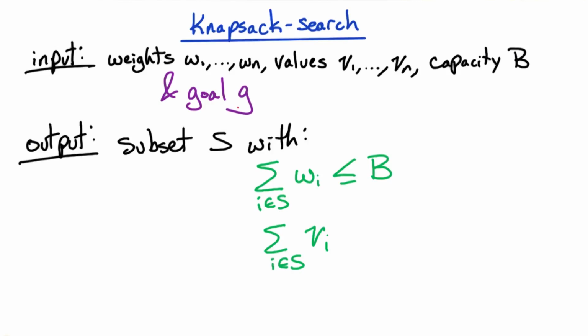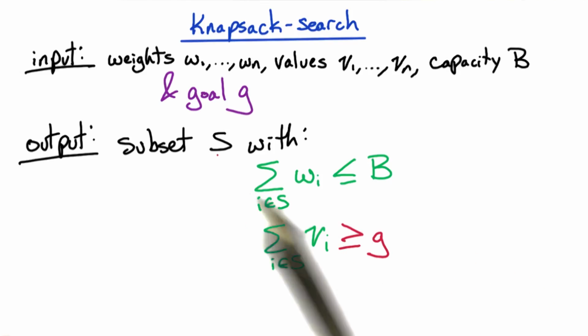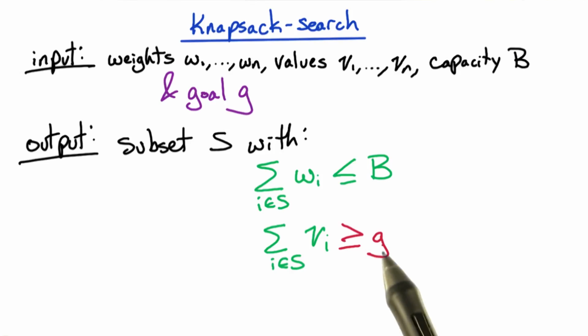How does it meet our goal? Well, we just want that the total value is at least g. We're trying to maximize the total value, so we want it to be at least our goal. If we made it at most our goal, that would be easy. That would be trivial. We could just output the empty set. If we do better than our goal, that's even better. That's why we make it at least g.